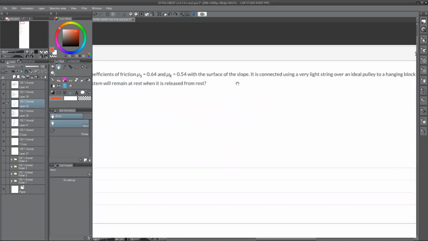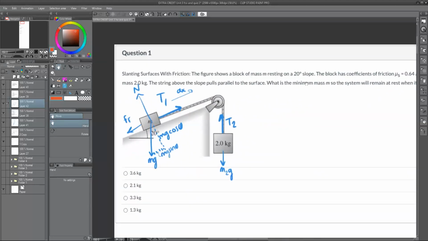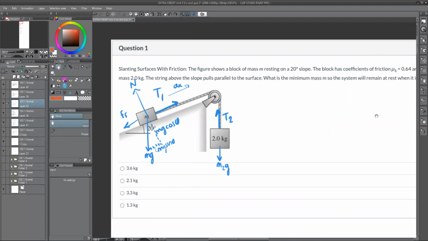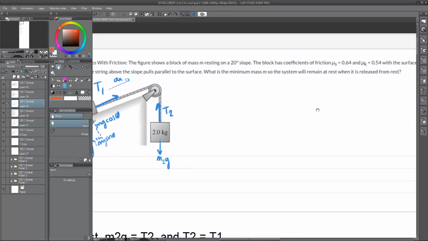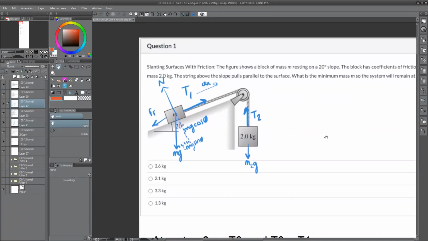It is connected using a very light string over an ideal pulley to a hanging block of mass 2 kilograms. The string above the slope pulls parallel to the surface. What is the minimum mass m so the system will remain at rest when it is released from rest? So the way that I solve this, we know that if it's at rest, we need to be looking for the mass of this object.